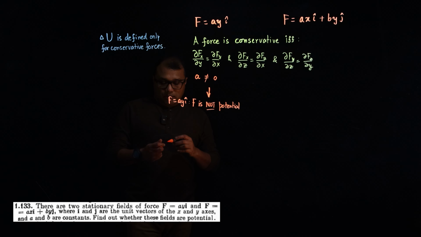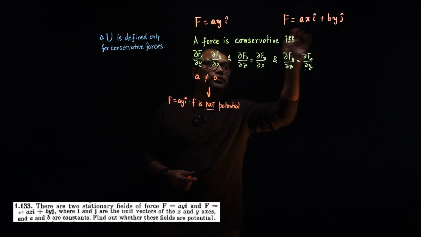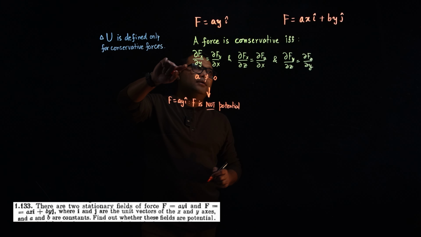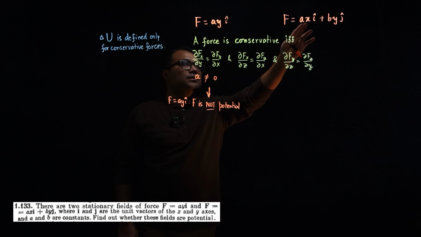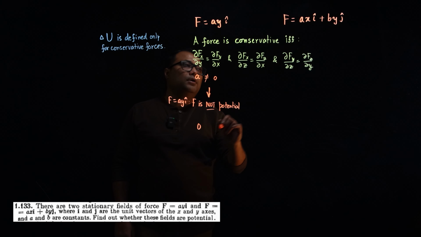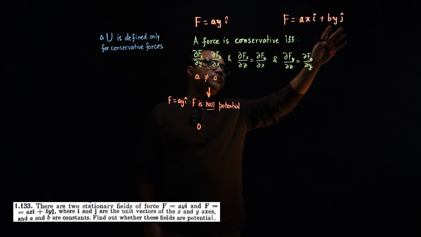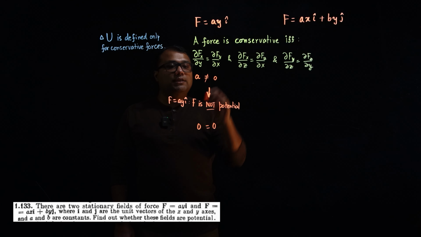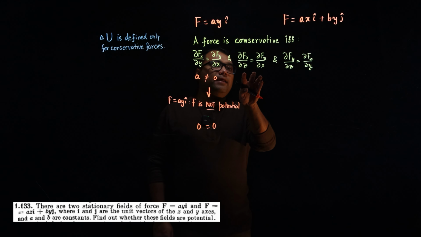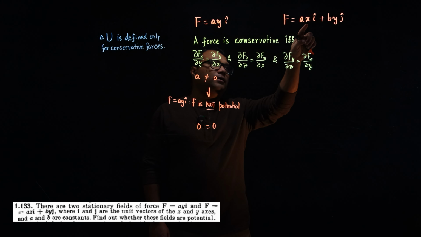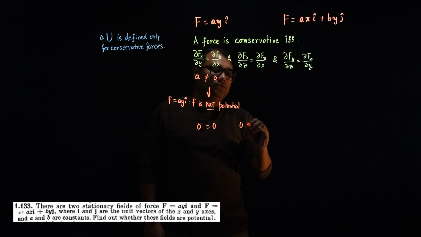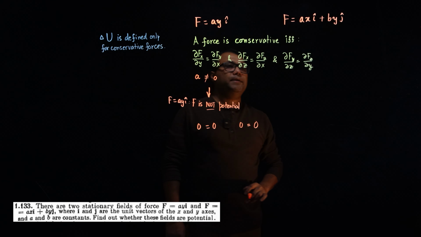Now let's look at this force. Del fx by del y. fx is Ax, del y is 0. Del fy by del x is also 0. So this condition is satisfied. Del fx by del z. Does this vary by z? No. So this is 0. Del fz by del x, fz is 0. So this is also satisfied.